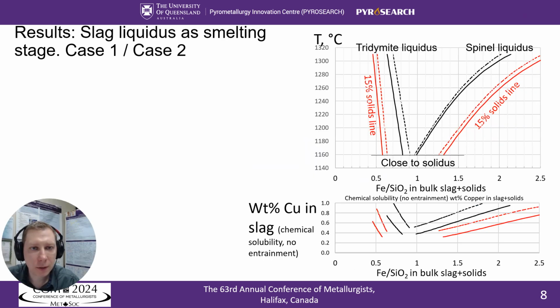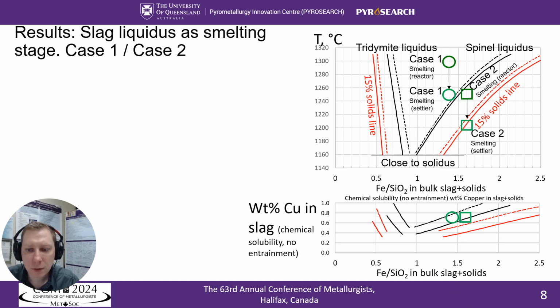To compare the slags at smelting stage, we calculated liquidus and lines of 15% solids in slag, as well as concentration of copper in slag for conditions of case 1 and case 2. Solid lines correspond to case 1, dashed lines to case 2. Circles show the operating conditions for case 1. Squares, operating conditions for case 2.